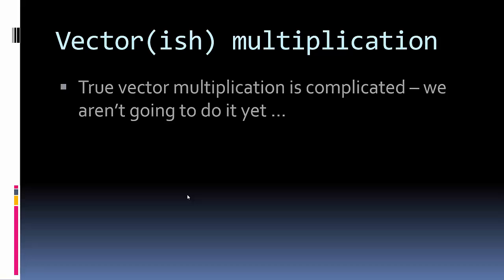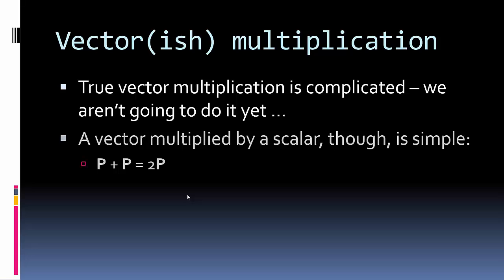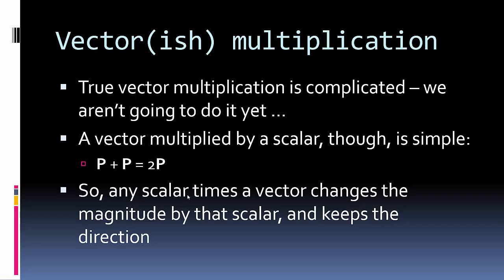Okay, vector-ish multiplication. Why do I throw in the ish? Well, because true vector multiplication is actually quite complicated, and we're not going to do it yet. But a vector can be multiplied by a scalar, and it is really simple. Let's look at the example, the vector P. P plus P is equal to 2P. I know that you don't think that that's anything special, but it actually is. What does that mean? It means that any scalar times a vector changes the magnitude by that scalar, and it keeps the direction. This is huge. This is going to be the basis for much of what we do in this class: you can multiply any vector times a scalar, and you will maintain the direction of the vector, you'll just change its magnitude.